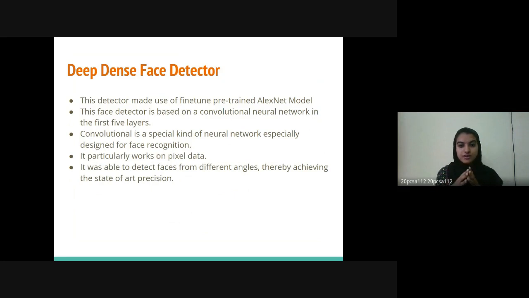It is basically a convolutional neural network for the first 5 layers, and the next 3 layers were fully connected network layers. A convolutional neural network is a special neural network whose main target is to focus on image processing. That was the whole idea, and it works on the pixel data given to it. This deep dense face detector, even though it was the simplest one we could come up with, gave a very good result compared to the existing ones.